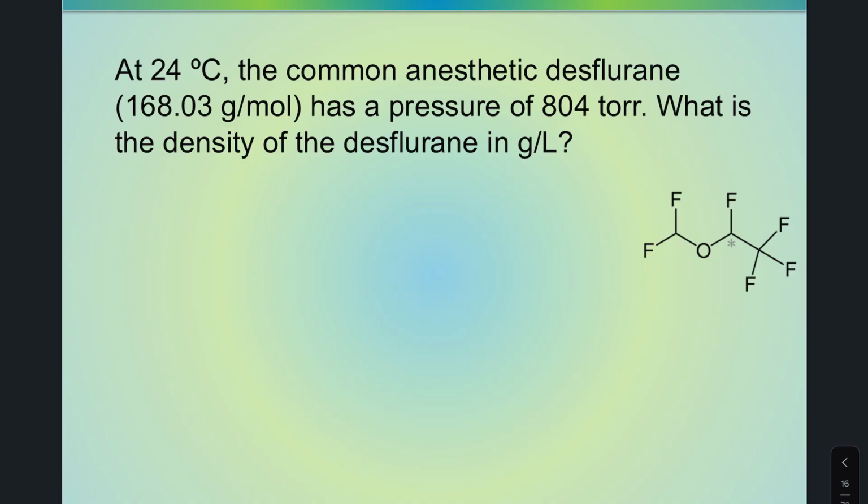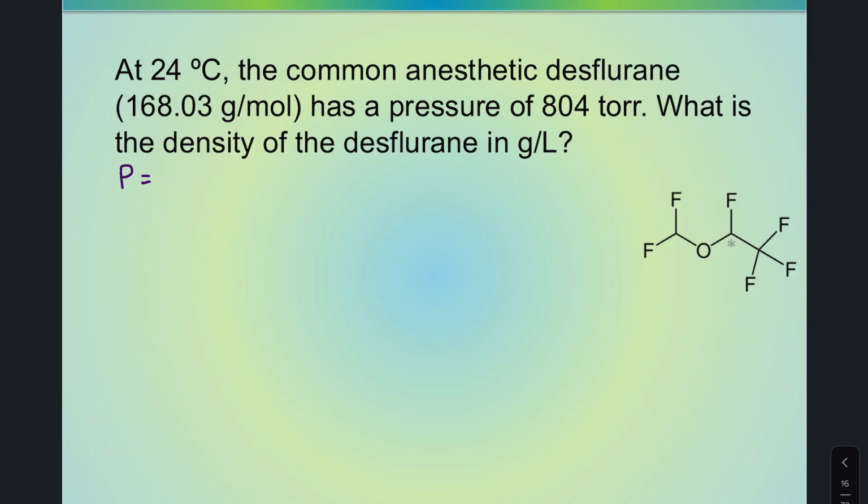Okay. So at 24 degrees Celsius, the common anesthetic desflurane, is how you pronounce that, desflurane, is going to be 168.03 grams per mole at a pressure of 804 torr. Now, what is the density of desflurane in grams per liter? And so the first thing that we want to do, it's going to be something very similar, but let's go and make a list of everything that we have.